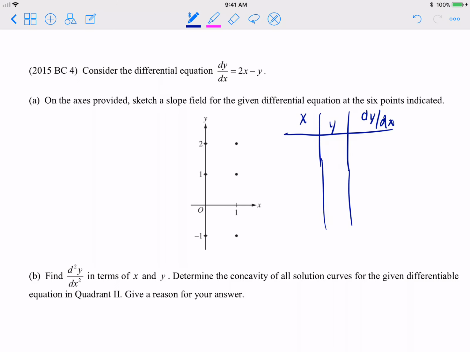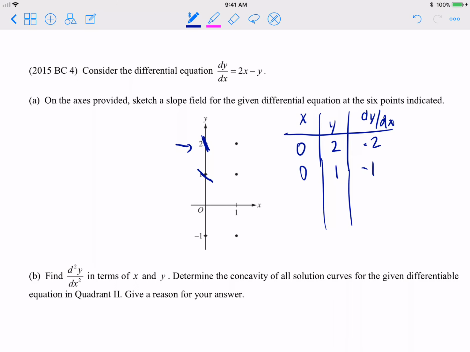Okay, so if I start at this point right here, that's the point (0, 2). And if I plug that into the expression for dy/dx, 2 times 0 minus 2 is negative 2. And so as best I can, I'm going to draw a line that has a slope of negative 2 at that particular point. Okay, if I move down a point to (0, 1), then that's going to be a slope of negative 1. So still negative, but not as steep as before.